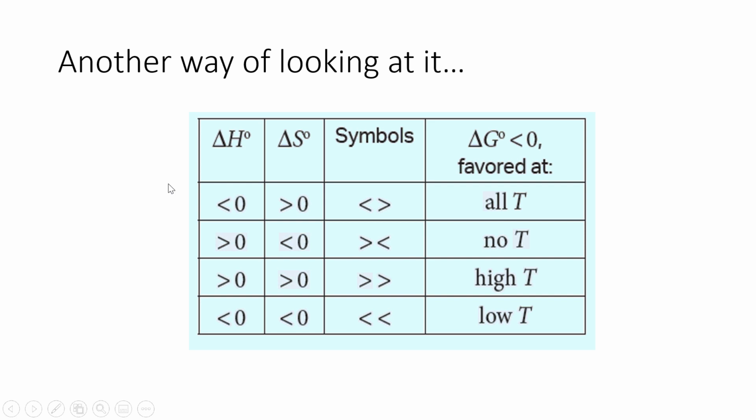Here's another table. Some people have different ways of summarizing these relationships. This is a summary using the greater than, less than sign. So this is favored at all T, no T, high T, low T. This one's organized a slightly different way from the previous table. This is something else you might find helpful. If you like it, you can pause and take a look at this one.